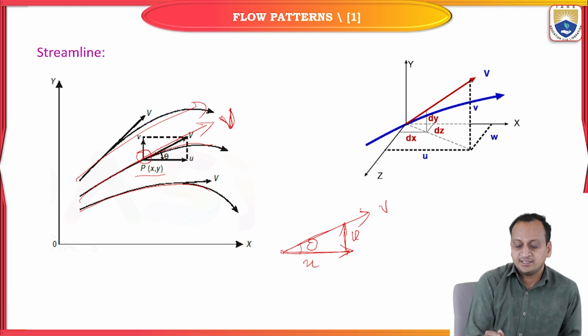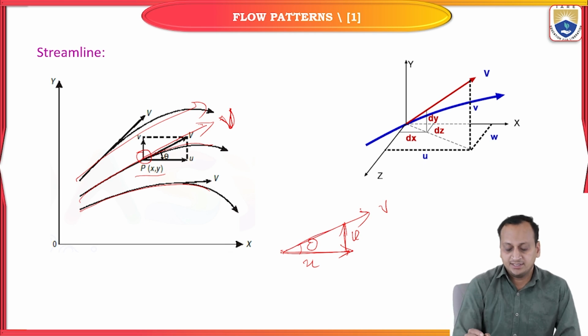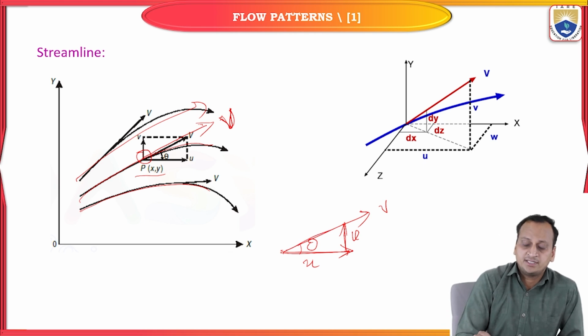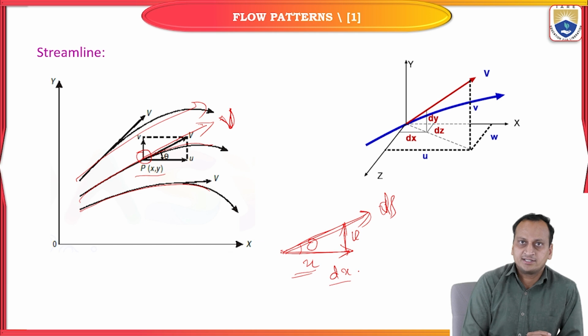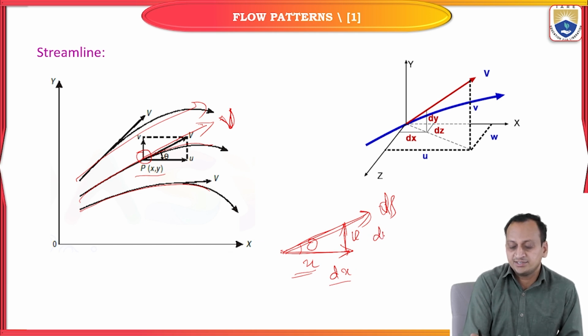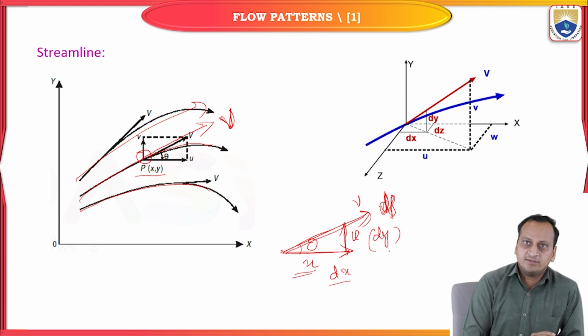You can say that there are displacements. If the displacement vector is ds, you can write u as dx. The displacement about the x direction is dx. Similarly, the displacement about the y direction is dy, and so the displacement vector ds has components dx and dy.